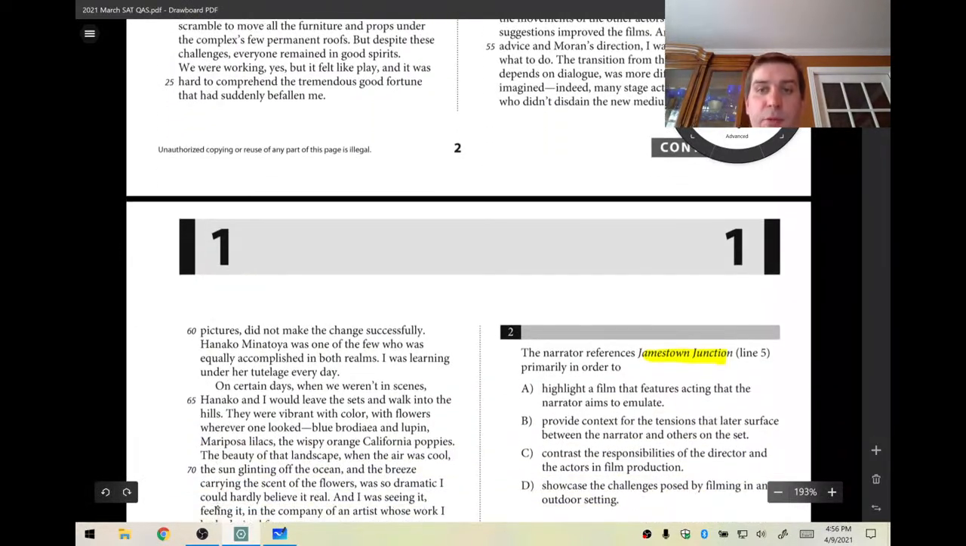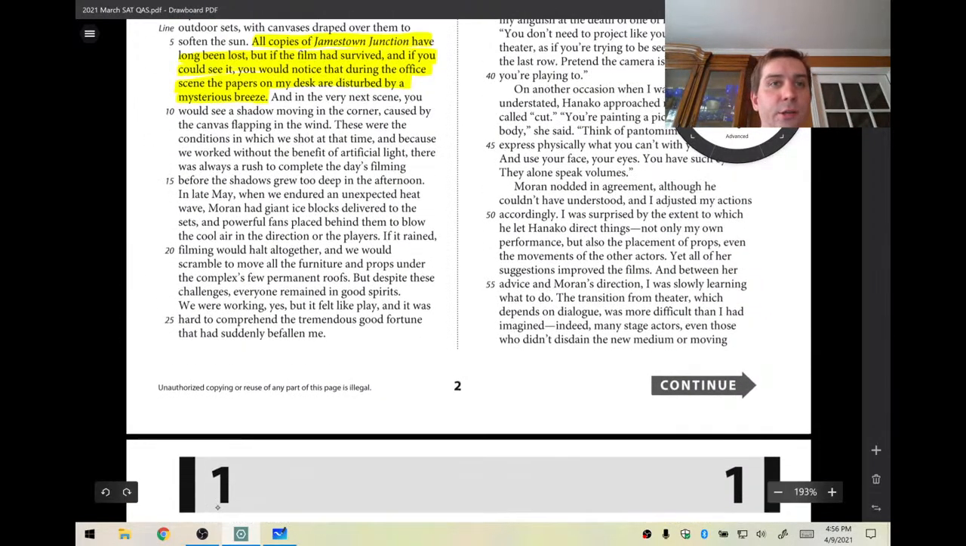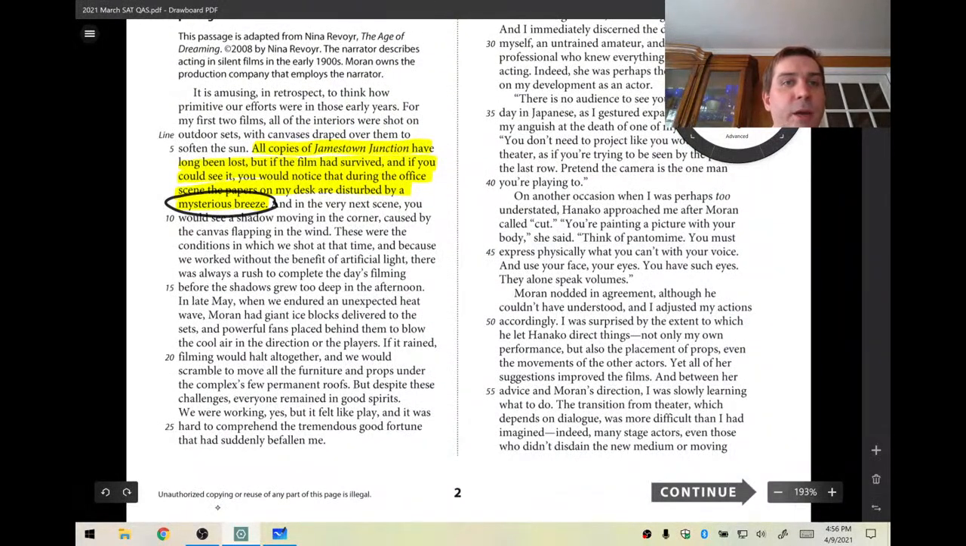Okay, so why reference Jamestown Junction? What does this do? It showcases the challenges posed by filming in an outdoor setting. So that's the idea of the papers moving in the breeze. Since they were filming silent pictures outdoors, even indoor scenes, for the lighting.